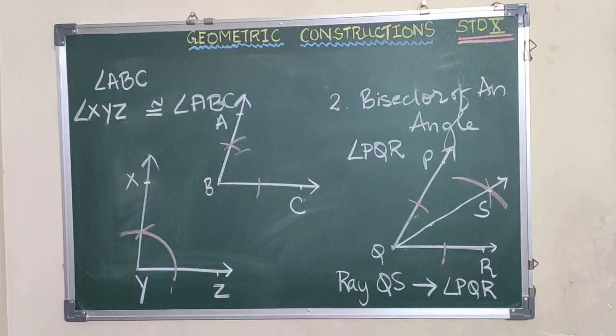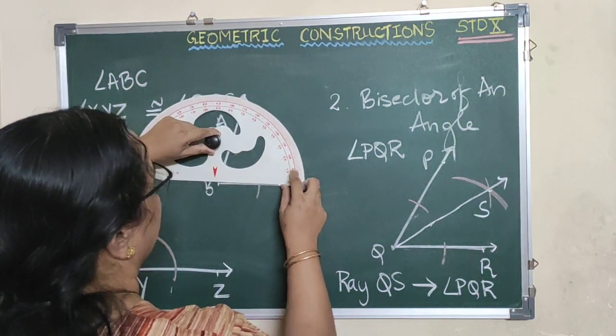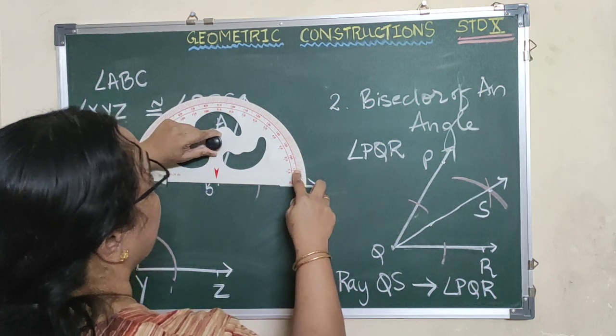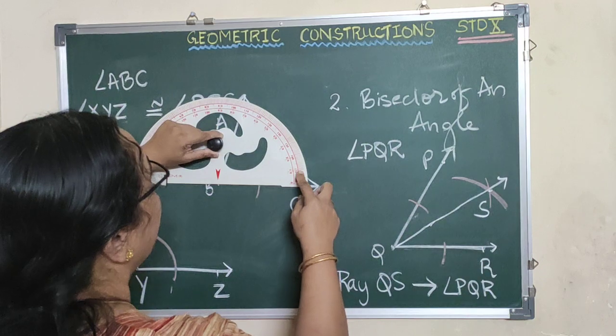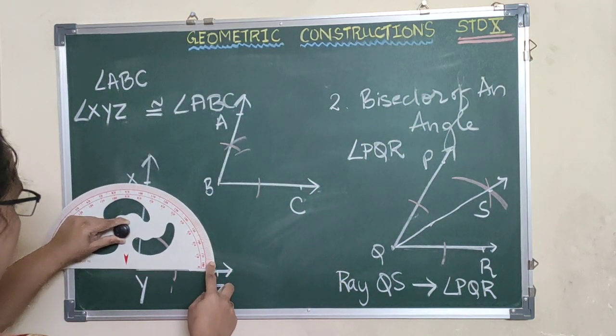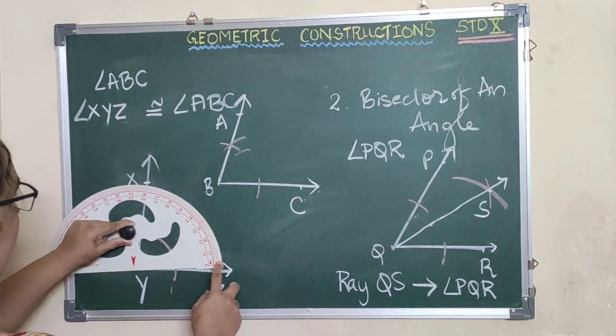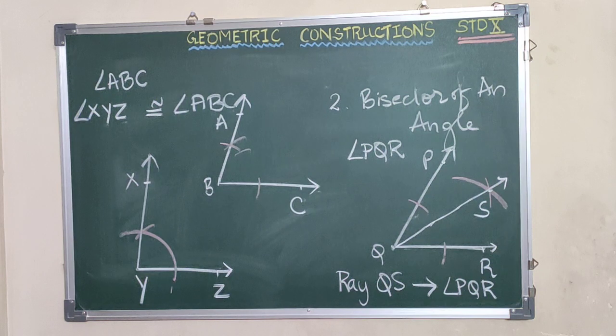Now let us confirm it with the help of the protractor, whether the measurements are equal. Yes, here it is somewhere 75. Here also it is somewhere 75. Okay. So this is how we draw congruent angles. Okay. So after drawing congruent angles, we go next.